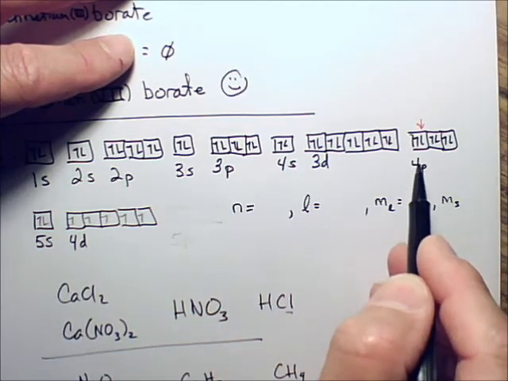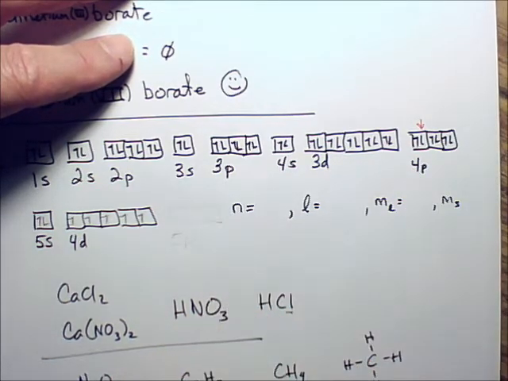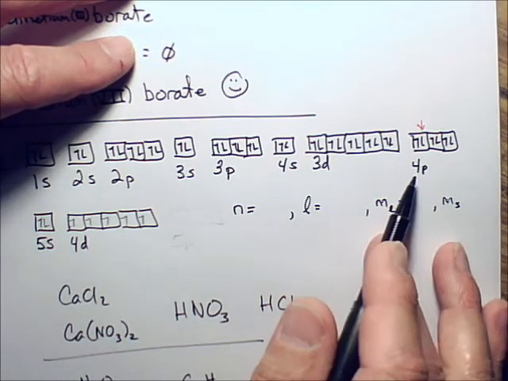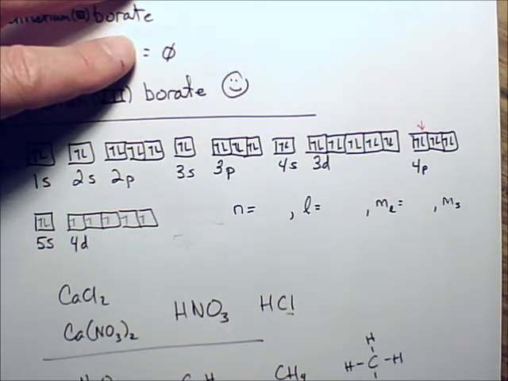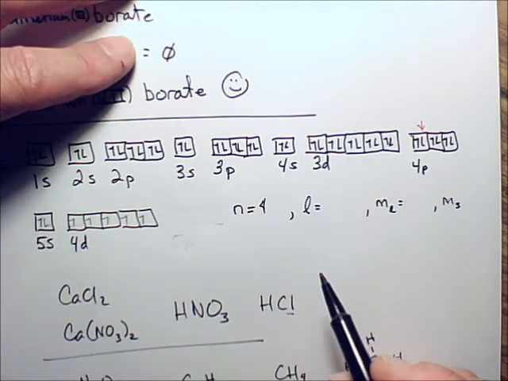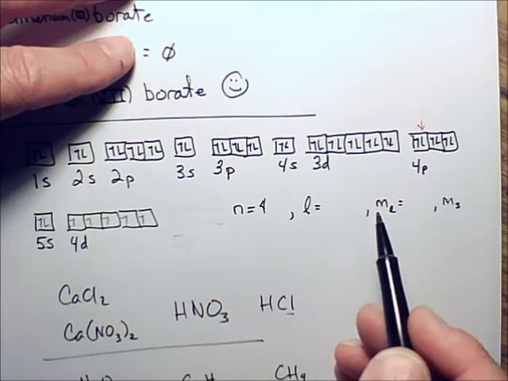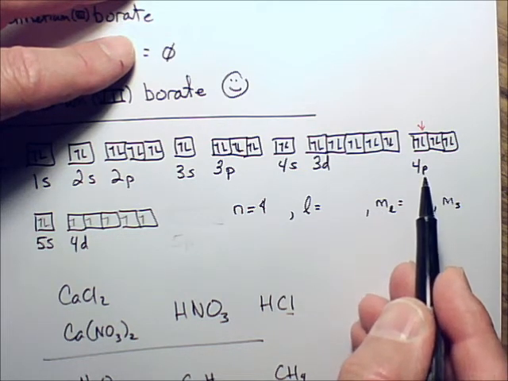Alright, so primary N tells you what primary level the electron's in. What primary level is the electron in? 4. So N is going to be 4. L tells you what? Which sublevel it's in. And the sublevel is P.